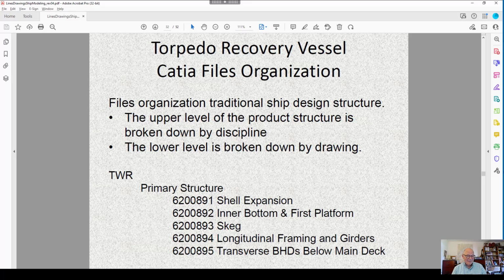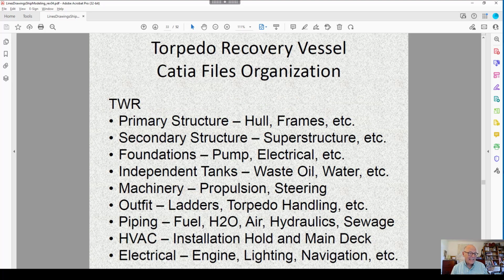So in this case, and I'm not going to go through all of this, but there was primary structure. That means the ship hull itself. We have the ship expansion, or shell expansion, which is the side of the hull. Inner bottom and first platforms are the decks. The skeg is the part that goes the length of the ship in the bottom. Longitudinal framing goes the length of the ship. Transverse goes side to side. And that's just one example of individual categories.